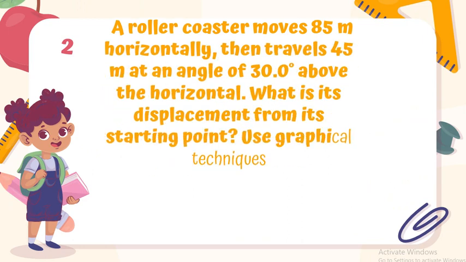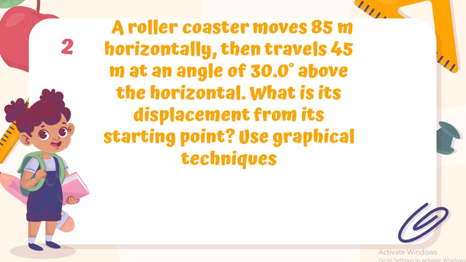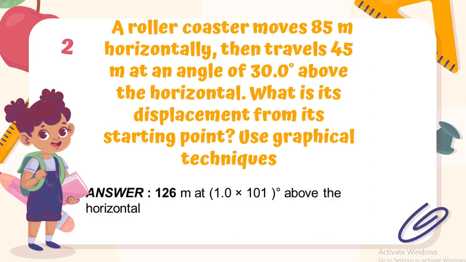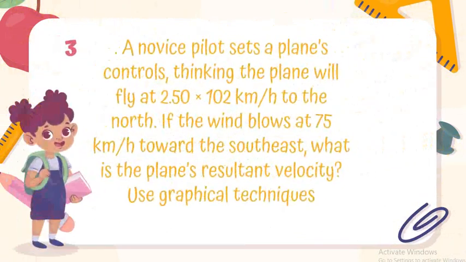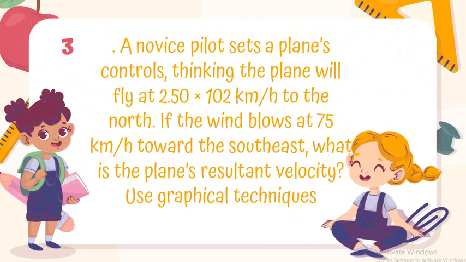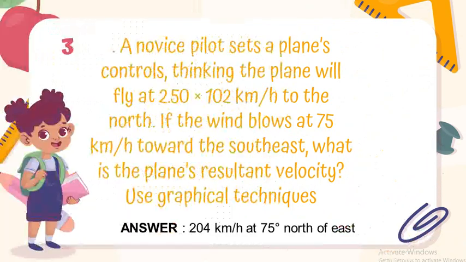The next question: a roller coaster moves 85 meters horizontally, then travels 45 meters at an angle of 30 degrees above the horizontal. What's the displacement from the starting point? Use graphical techniques. By using graphical techniques, we can say that the displacement is 126 meters above the horizontal. This is the displacement of the roller coaster. So let's solve the next question. The answer is 204 km at 75 degrees north of east.